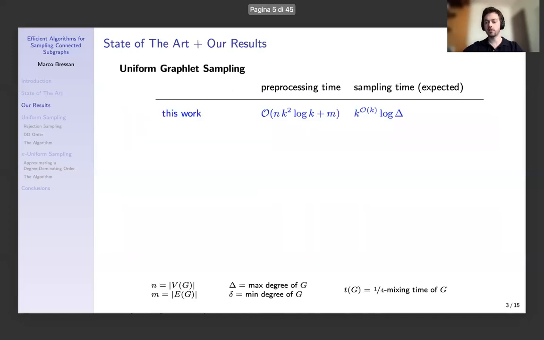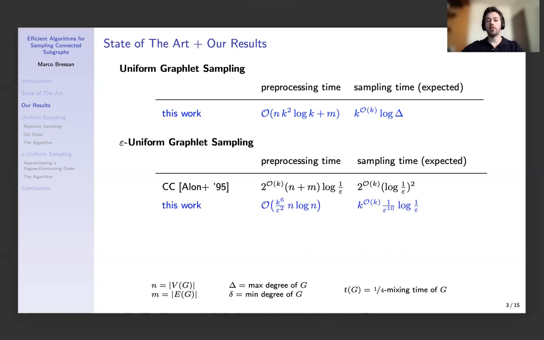We give several results that show that, yes, we can do better. The first result is the first efficient algorithm for uniform graphlet sampling. It is a two-phase algorithm with a preprocessing time that is linear in the size of the graph and a sampling time that is logarithmic in the maximum degree of the graph, delta. And this algorithm is based on a surprisingly simple trick that is basically sorting the graph G in the preprocessing, so as to make efficient rejection sampling at sampling time.